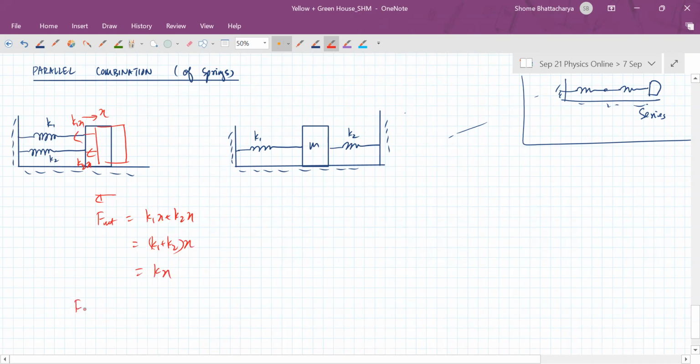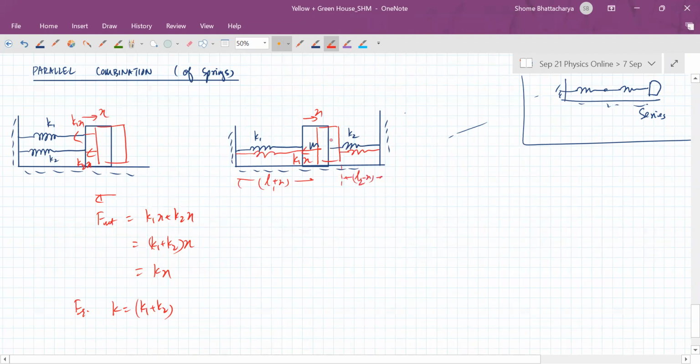So the equivalent K is K1 plus K2. And the same thing applies here also. If we displace this by x, then this spring will get elongated by x. So it will apply a spring force like this. But on the other hand, this spring would have got compressed.